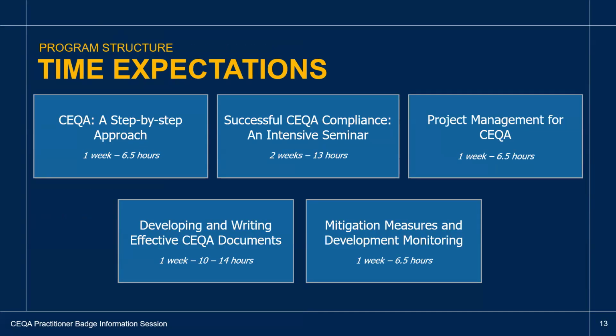To reiterate the time expectations for each course, this is the amount of time you can expect to spend each week. On CEQA, a Step-by-Step Approach, it's about 6.5 hours. And that goes for Project Management for CEQA and Mitigation Measures and Development Monitoring. Those are all 6.5 hours. The outlier is Successful CEQA Compliance and Intensive Seminar, which will be 6.5 hours per week, but will constitute 13 hours over a 2-week period.